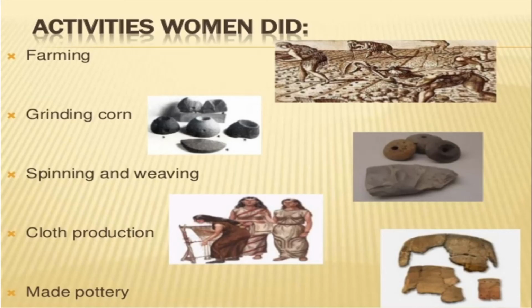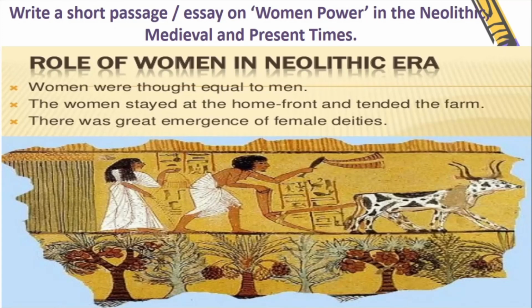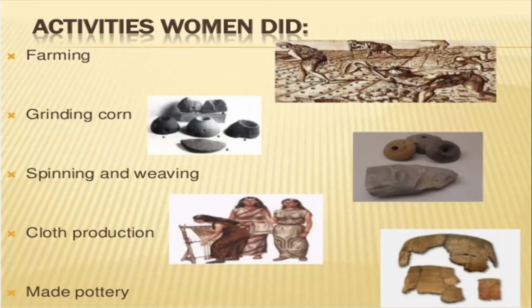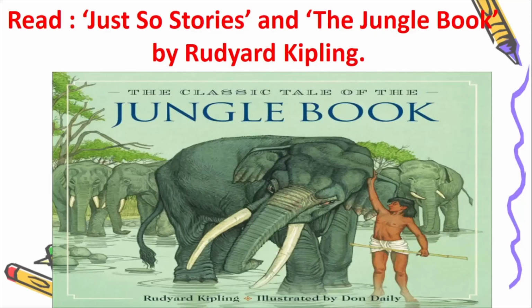So I have given you these two clues. Now you think and you write a paragraph or a short essay on women power. That is how the role of women in society changed gradually from the Neolithic period to the medieval period and to the modern times. And the last, you can say, exercise, they've asked you to read these stories.